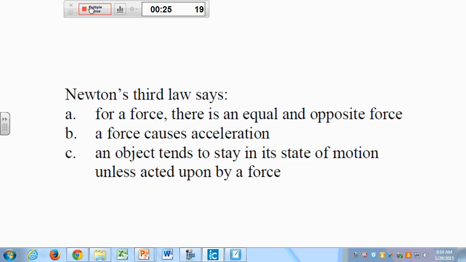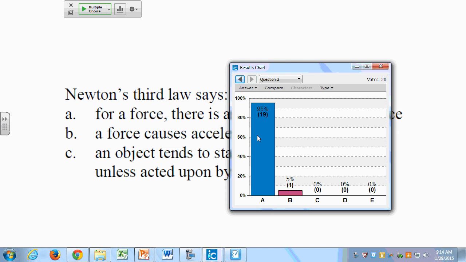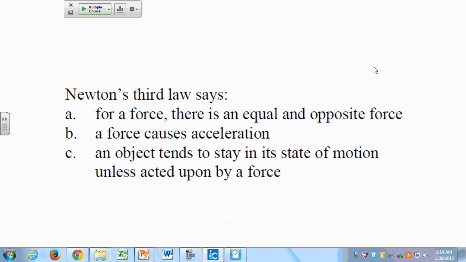Just a few more seconds. I'll stop at 30. 30. Remember, you can ask your neighbor when we're doing clicker questions, not during the quiz or exams, but during this. All right, A is right. Which of these would be the first law? C is the first law, and the second law is B, right.